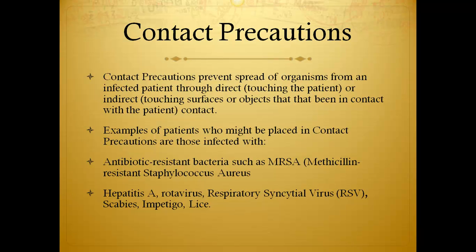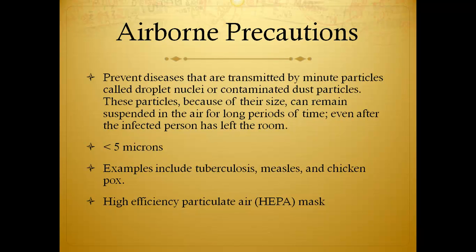Airborne precautions are for those particles that are droplet nuclei, contaminated dust particles. They are around 5 microns or less. They can be suspended for a long time, even after somebody's left the room. So these are tuberculosis, measles, or chickenpox. This is the instance where the HEPA mask, the high efficiency particulate air mask, is worn.